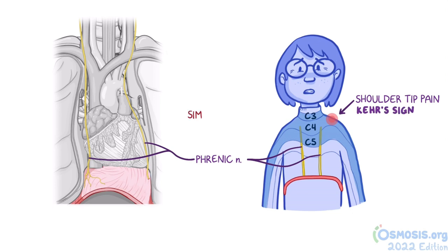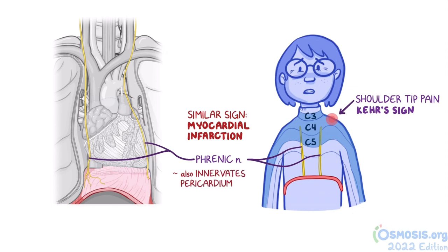Can you recall another clinical condition that results in shoulder tip pain? That's right, a myocardial infarction can, because the phrenic nerve also innervates the pericardium.